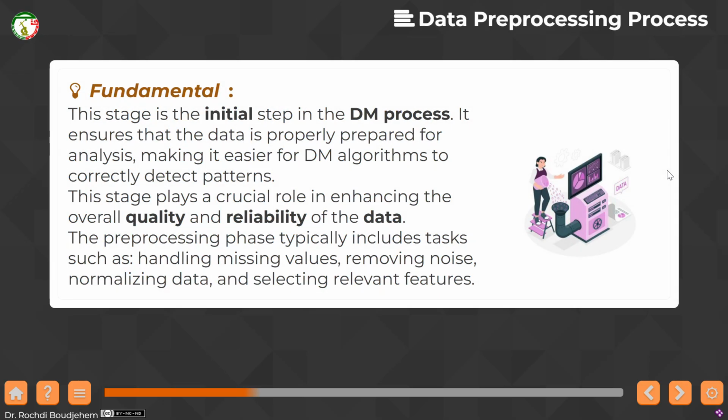Data preprocessing process. After understanding the different types of data, we can move on to the data preprocessing process. This is a crucial step in the data mining process, as it prepares the data for analysis and ensures that it is clean, consistent, and suitable for mining. This stage plays a crucial role in enhancing the overall quality and reliability of the data. The preprocessing phase typically includes tasks such as handling missing values, removing noise, normalizing data, and selecting relevant features.